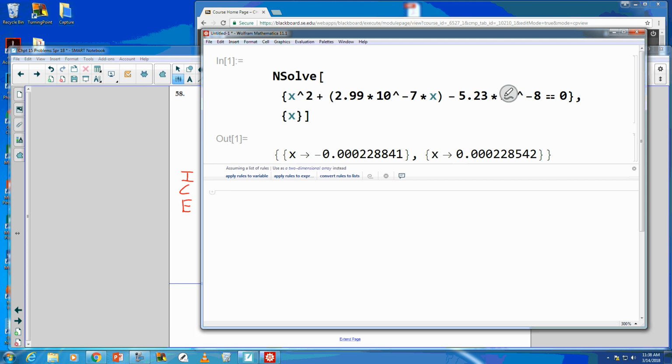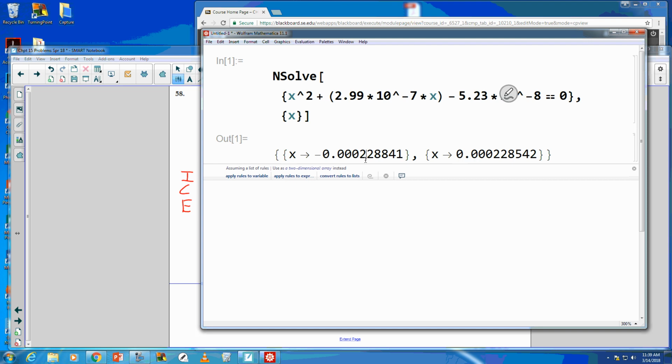So that's the reason I never solve a quadratic by hand anymore, I use this, as quick as I can type the equation in. One of the values is negative, and it can't be negative because a negative concentration can't exist. So that's got to be our root, the 2.28 times 10 to the minus 4th, and that's the value of x, which is the chlorine concentration.